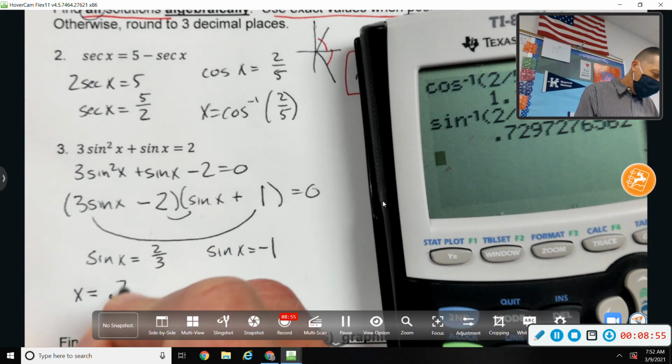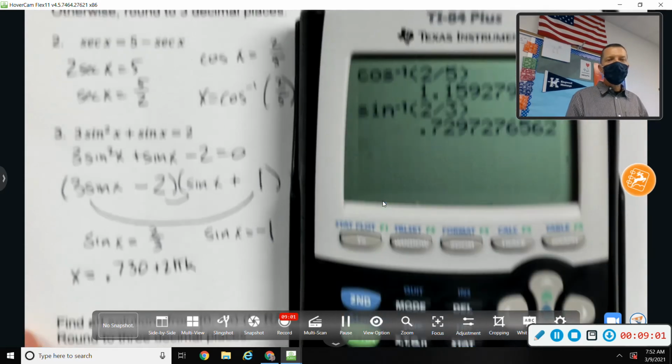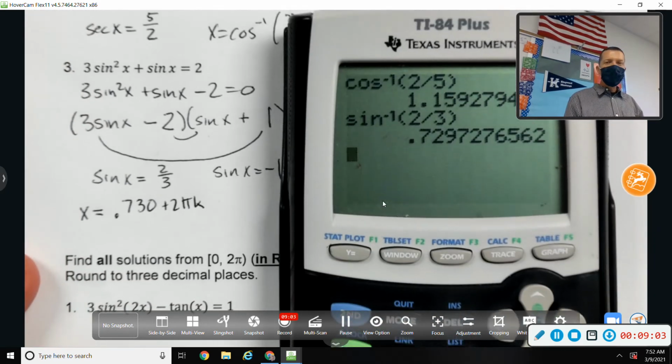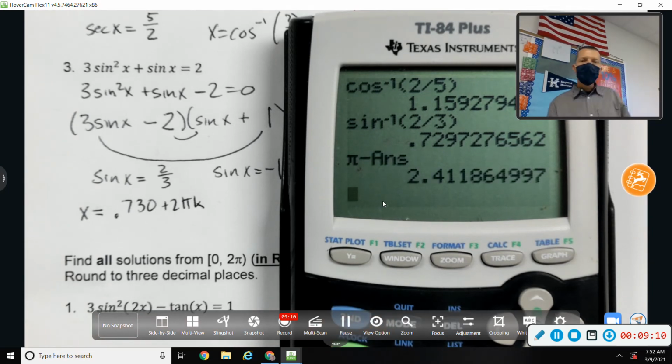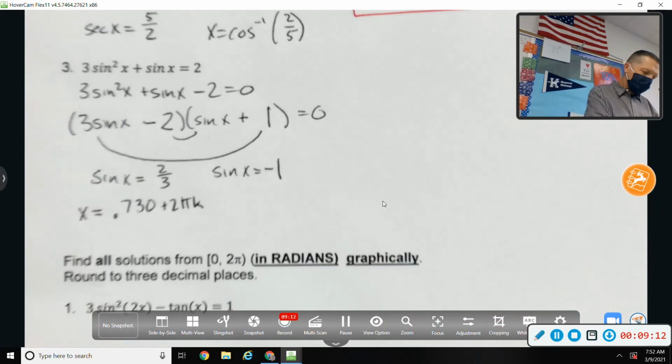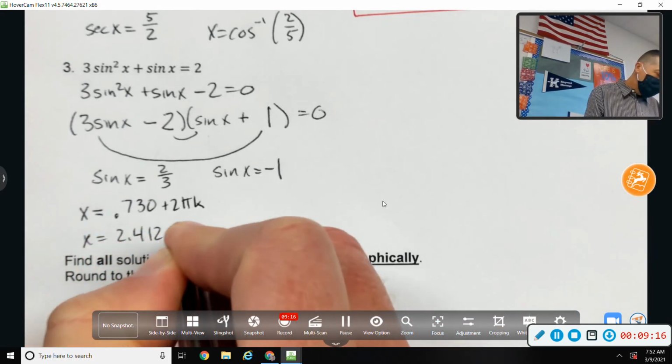0.730 plus 2 pi k. And then what's the sine rule? Like where else, how do I get the other answer? Pi minus. Pi minus answer. 2.412. 2.412 plus 2 pi k.